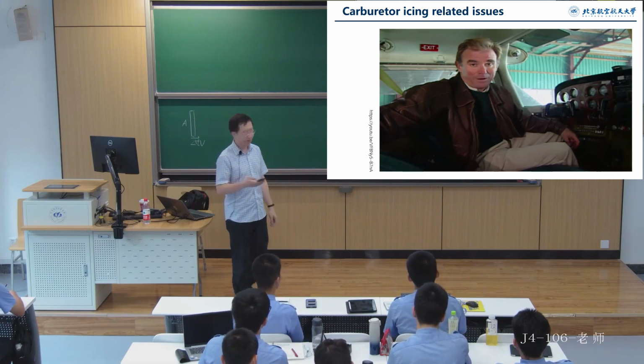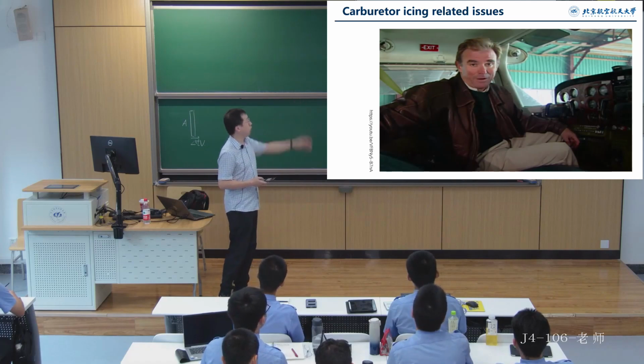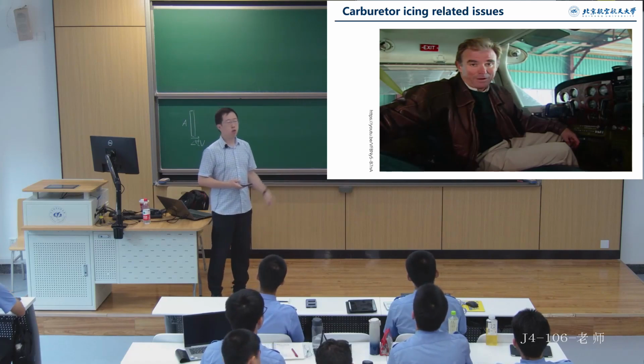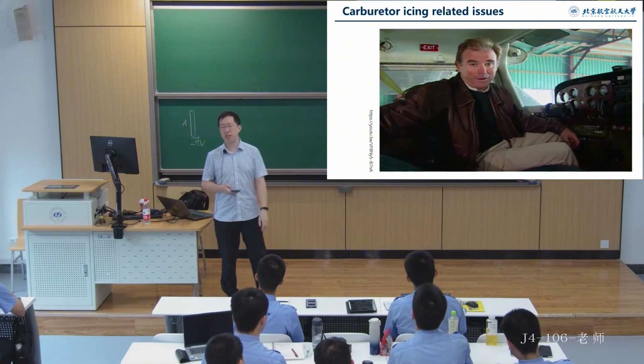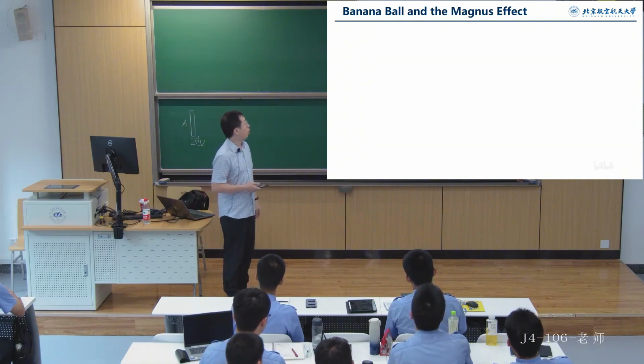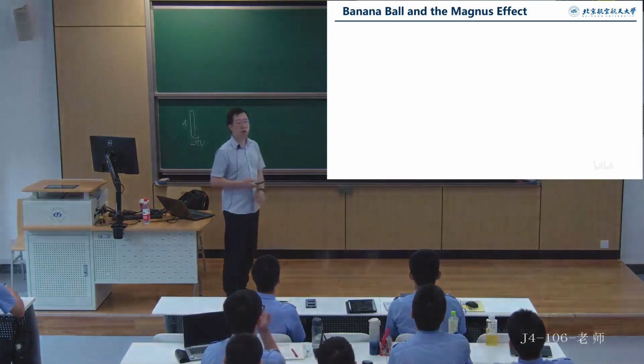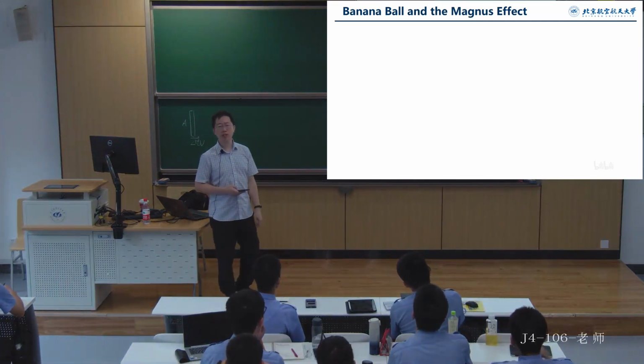So, that is the carburetor icing issue mentioned above. After discussing carburetor icing, we will further advance our discussion to the flight problems of the aircraft. Next, let's take a look at the banana ball and the Magnus effect.